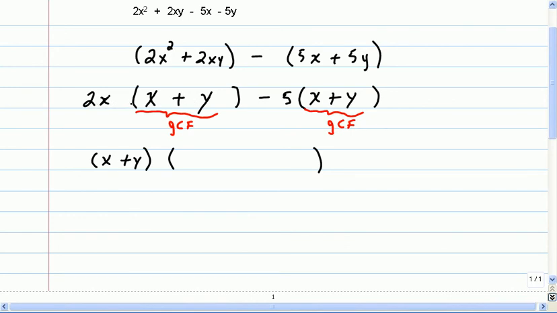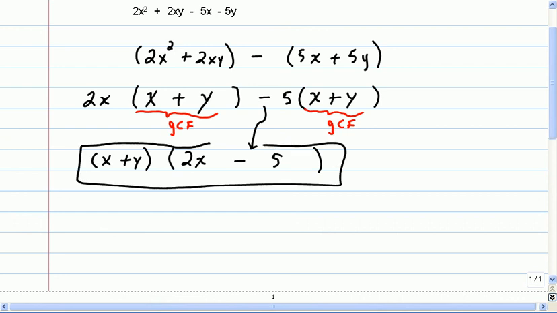Alright, to figure out what the something is, when we take the x plus y and factor it out of the first term, the only thing left is 2x. Bring down our subtraction. And we factor out the GCF from the second term, all that's left is 5. And that's it. That's the complete factorization.